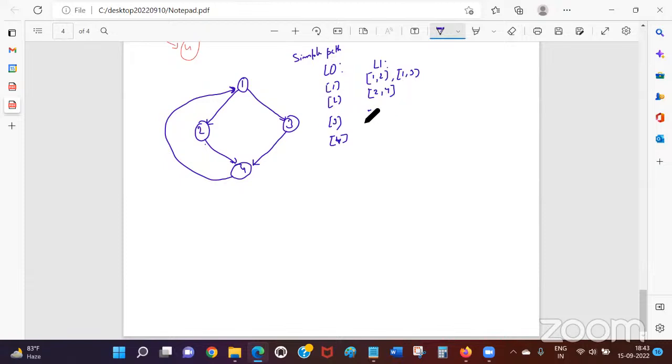Then from 3, what can you have? You can have 3 to 4, right? And from 4, what can we have? From 4, we can have 4 to 1, right? This is what I can have.